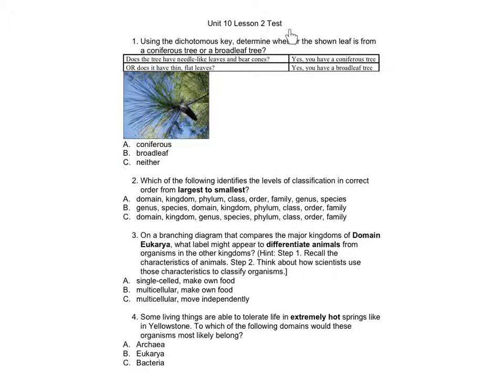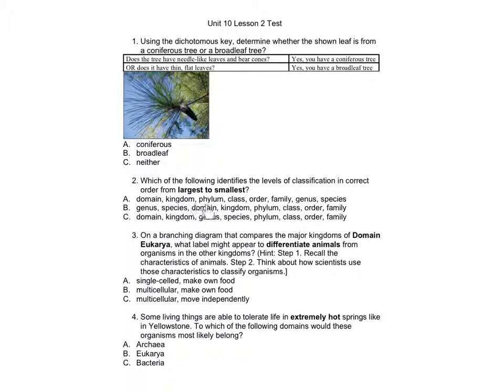Unit 10, Lesson 2 test. Number 1. Using the dichotomous key, determine whether the shown leaf is from a coniferous tree or a broadleaf tree. A. Coniferous, B. Broadleaf, C. Neither. Number 2. Which of the following identifies the levels of classification in correct order from largest to smallest?